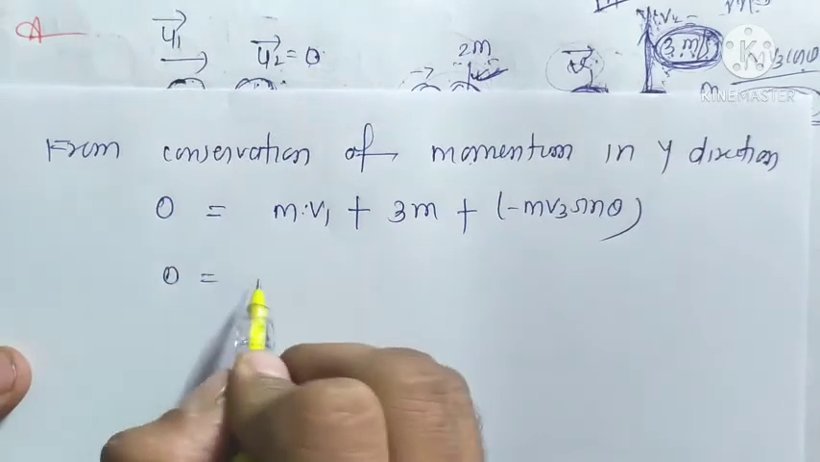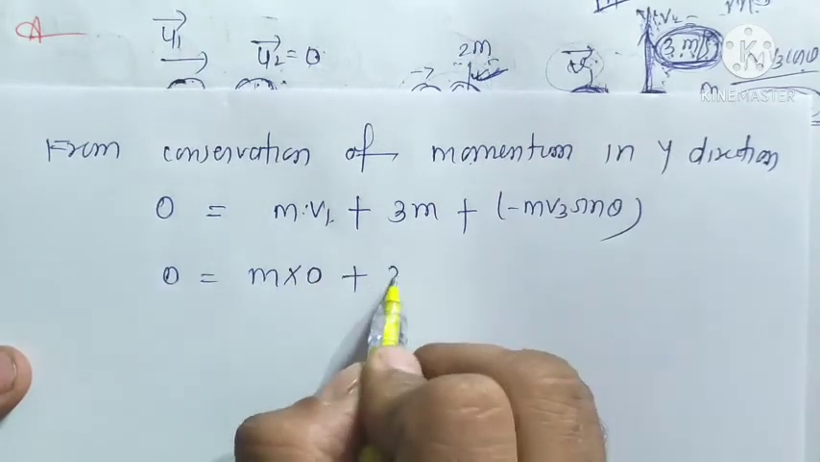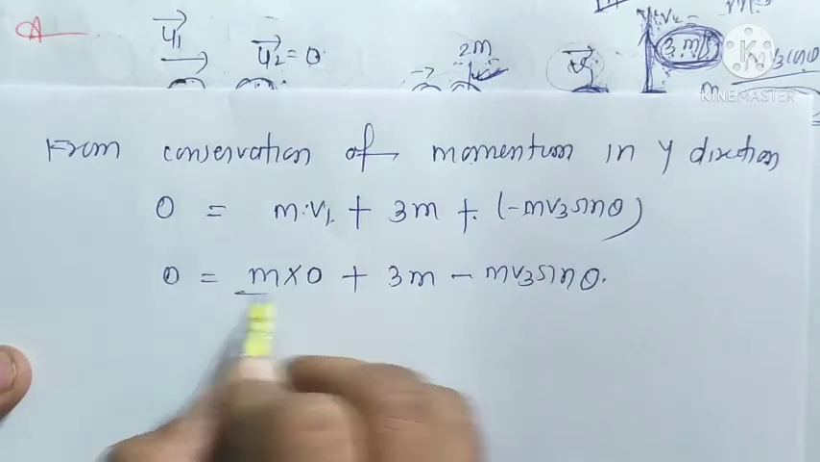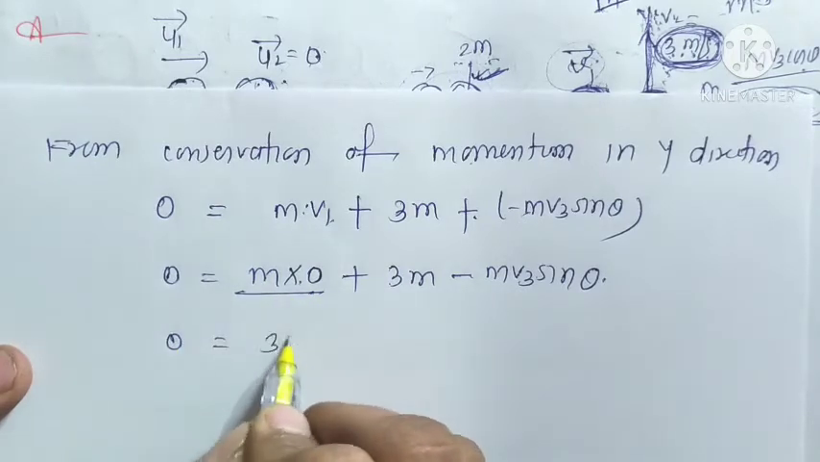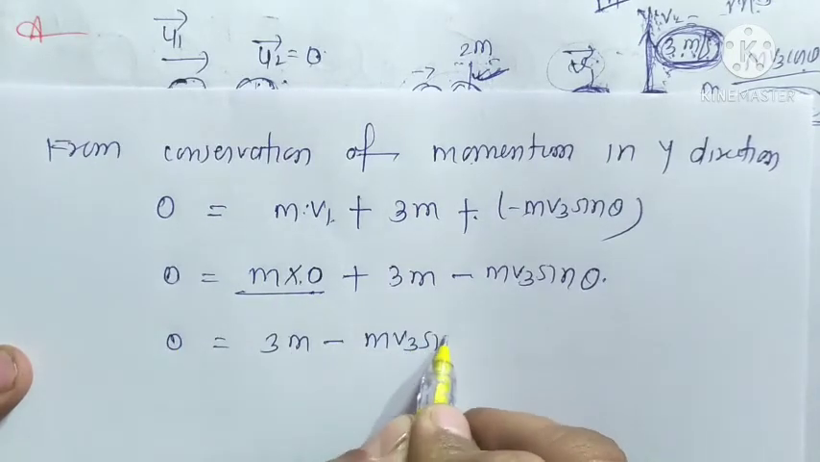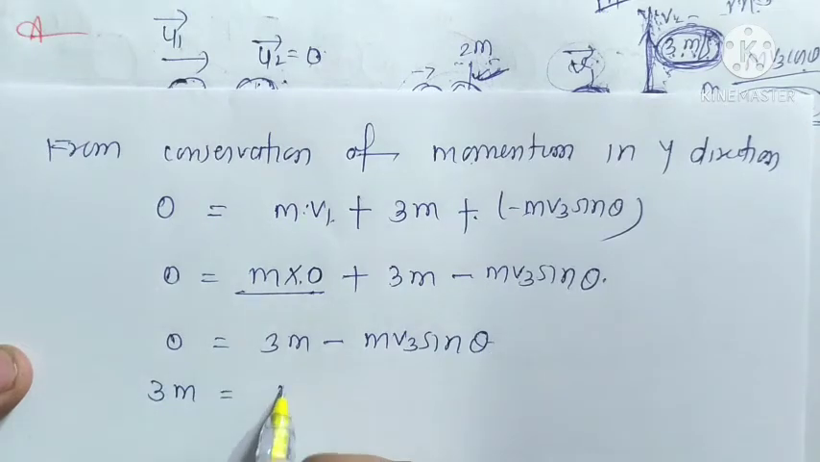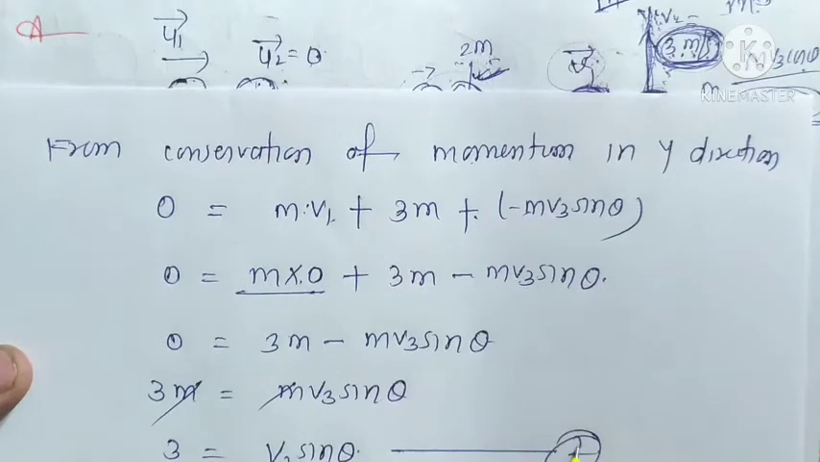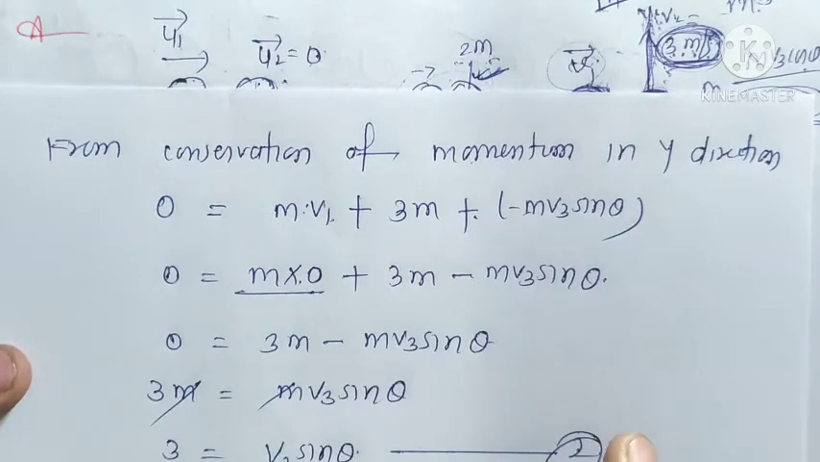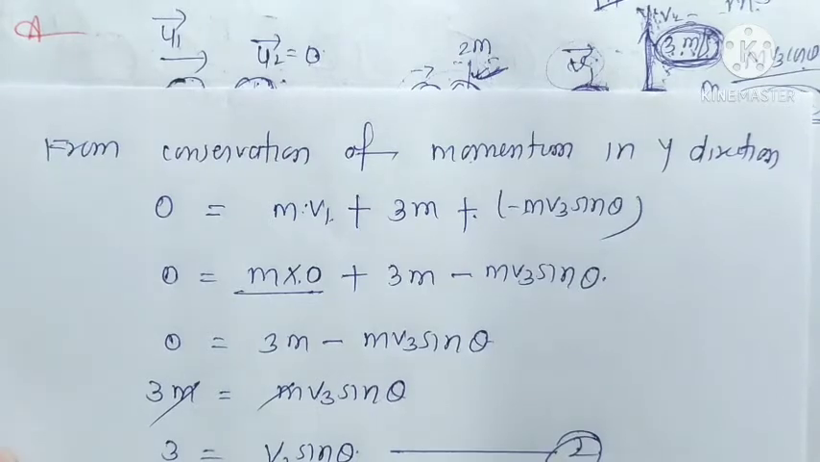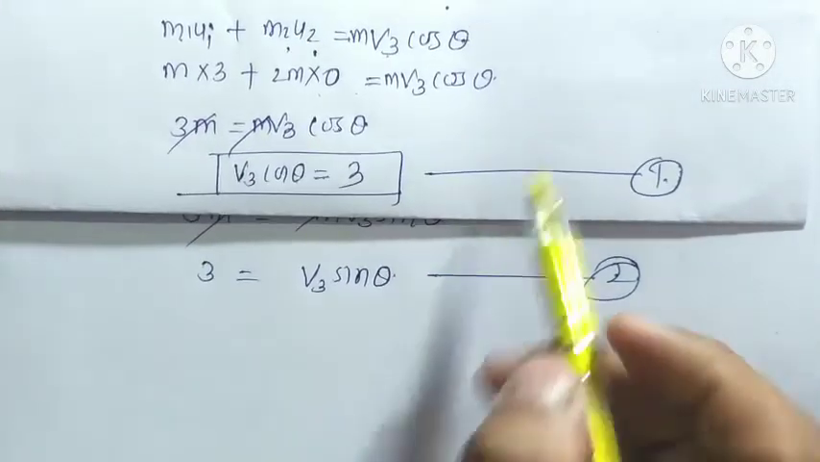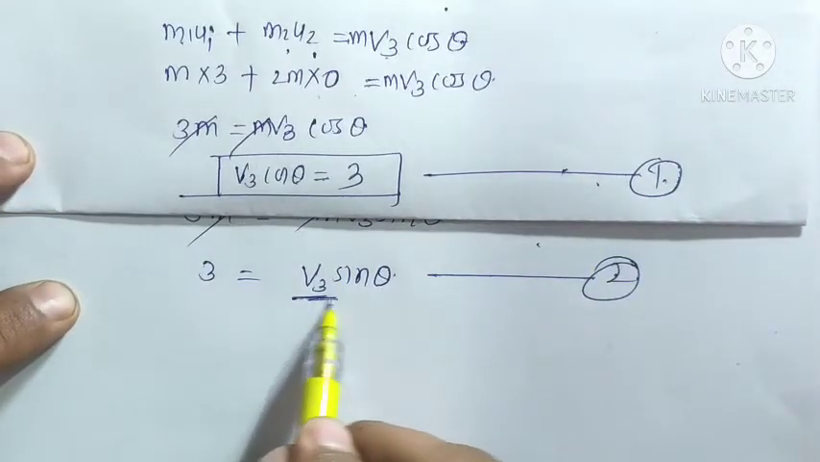So this is 0, m v1 is also 0, plus 3m plus minus m v3 sin theta. Finally it becomes 0 is equal to 3m minus m v3 sin theta. So 3m is equal to m v3 sin theta, m and m will be cancelled, 3 is equal to v3 sin theta. We give it equation number 2. So we have two equations, equation number 1 and equation number 2. We use both equations to solve our problem and find the value of v3.